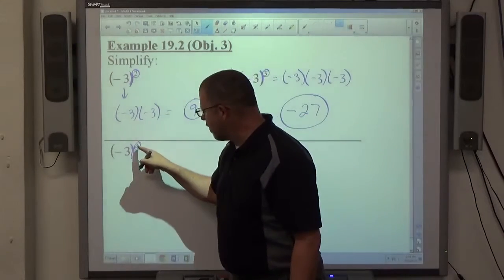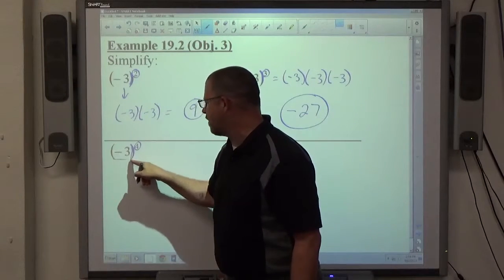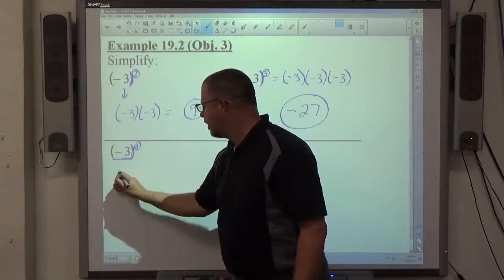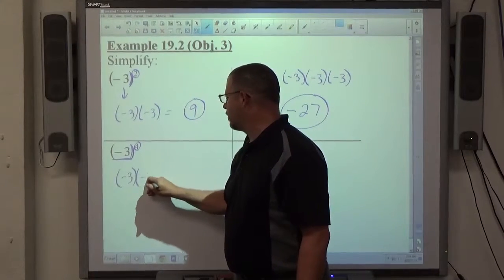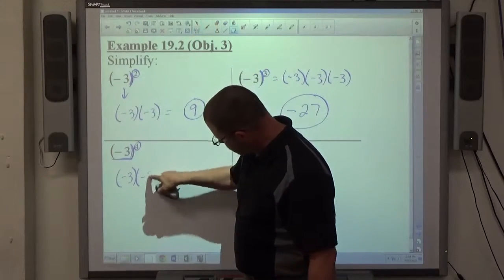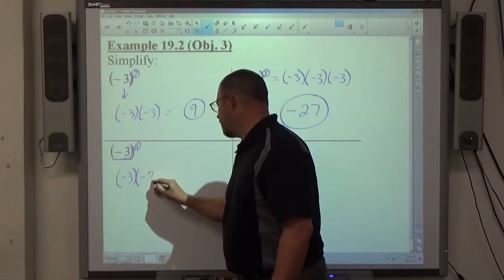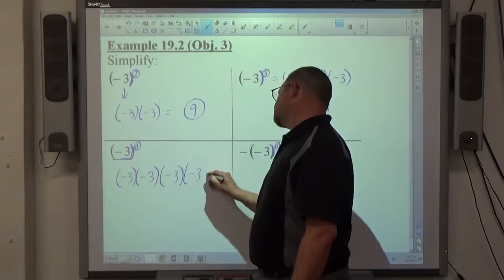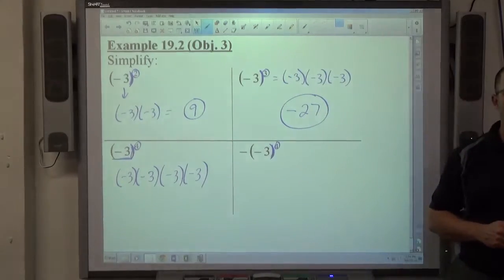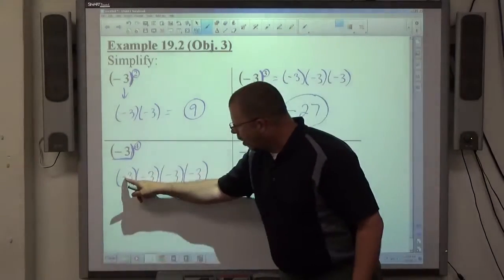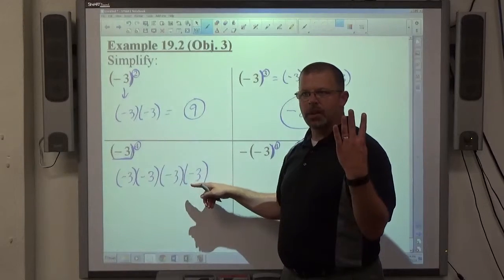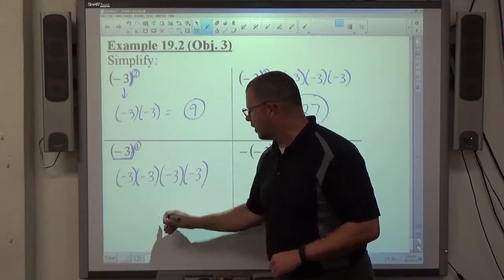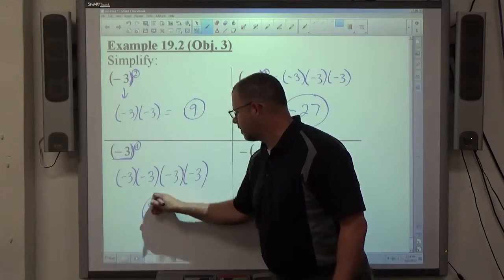-3 to the fourth power. Again, the fourth power is outside the parentheses. The contents of the parentheses is what's being raised to the power. -3 is being multiplied by itself a total of 4 times. Oops, trying to say 3 and write 4, say 4 and write 3. There we go. So -3 is being multiplied by itself 4 times there. 1, 2, 3, 4 negatives. An even number of negatives is a positive product. 3 times 3 times 3 times 3 is 81.